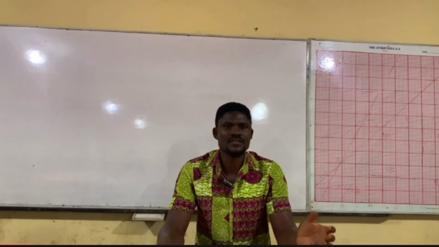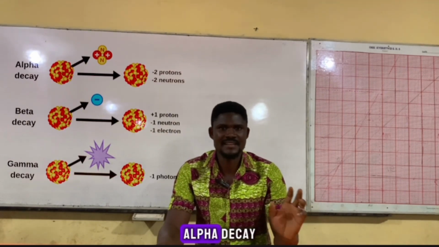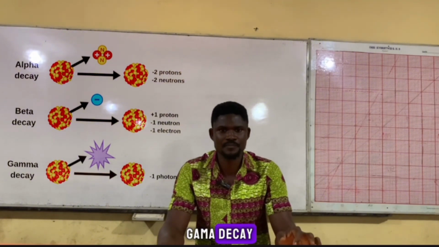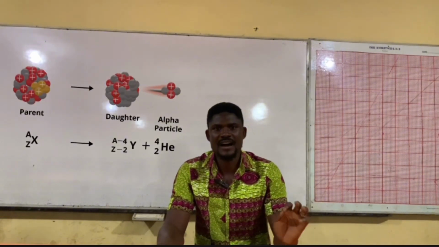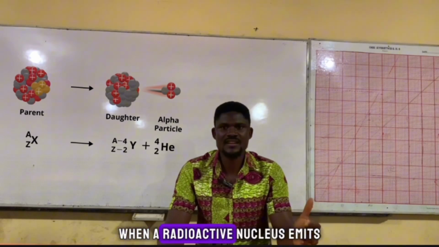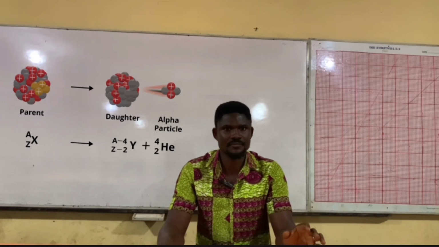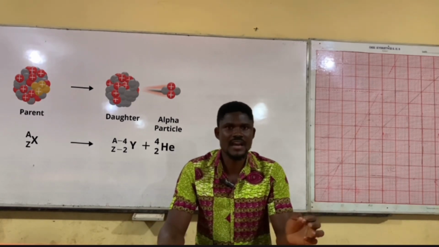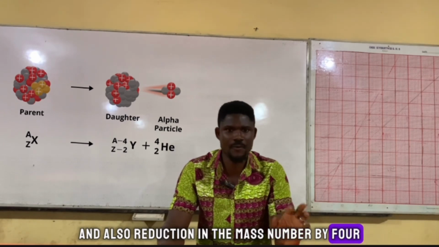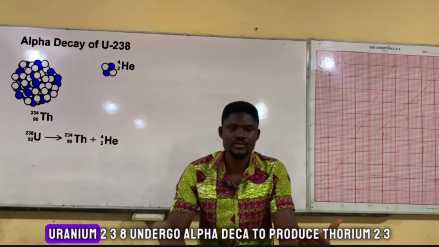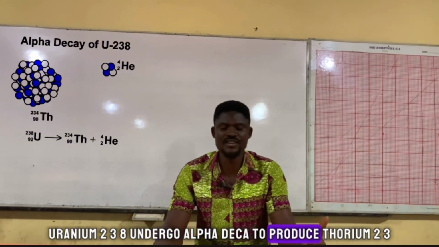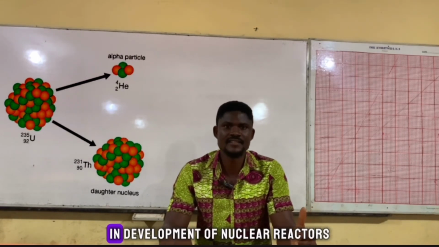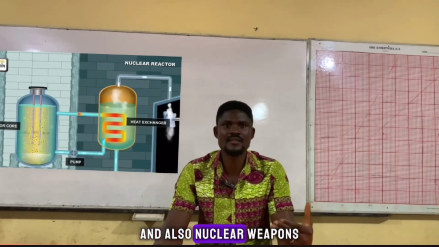What are the types of radioactive decay? We have alpha decay, we also have beta decay, and the last we talk about is gamma decay. Now, let's look at alpha decay. Alpha decay occurs when a radioactive nucleus emits an alpha particle. This results in a reduction of the atomic number by 2 and also a reduction in the mass number by 4. For instance, uranium-238 undergoes alpha decay to produce thorium-234. And this has been applied in the development of nuclear reactors and also nuclear weapons.